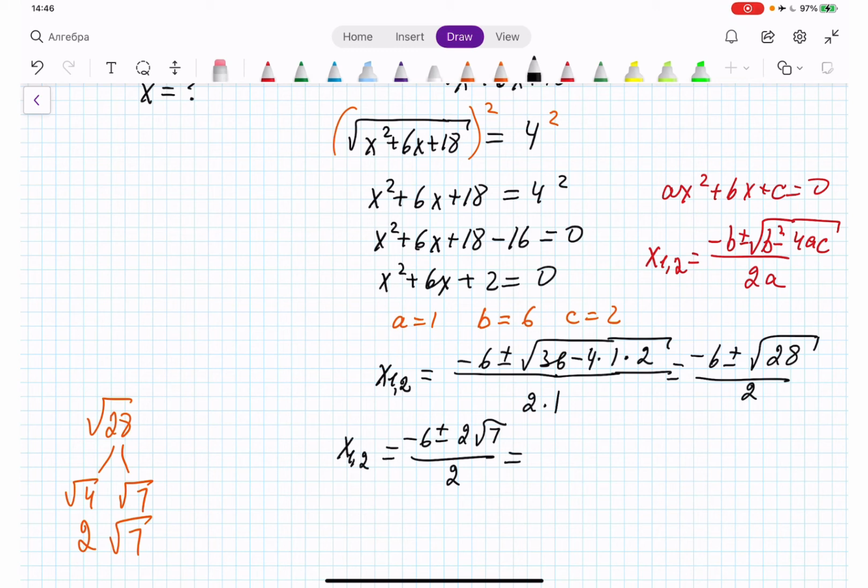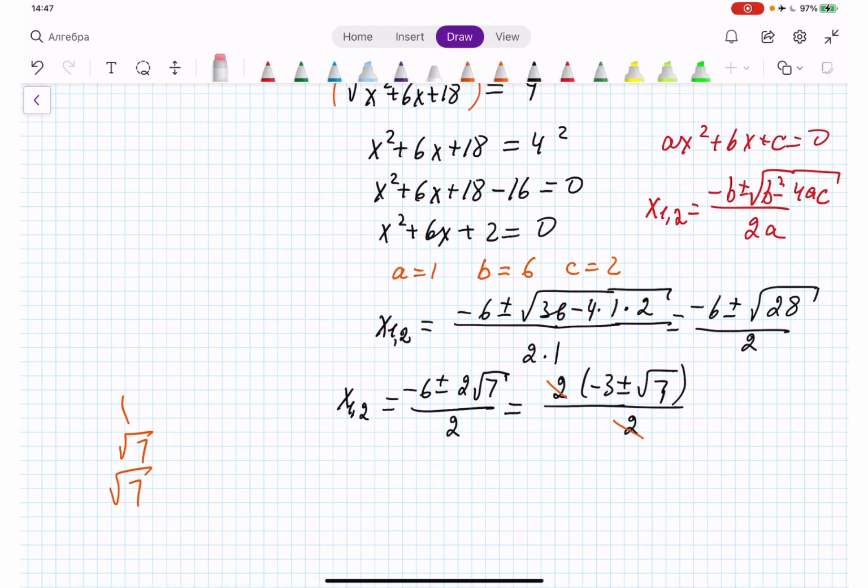So which is equal, let me write this 7 down also. Okay, which is equal, I can take 2 out and I will get negative 3 plus minus square root 7 over 2. This 2 is gone, so we are getting the answer where x1 is equal to negative 3 plus square root 7 and x2 is equal to negative 3 minus square root 7. So we solved the problem, we found the value of x.